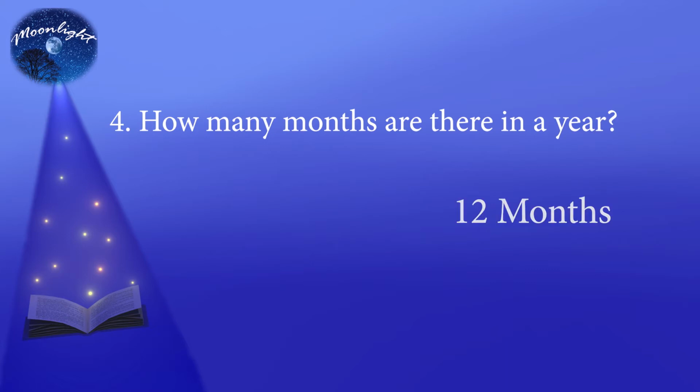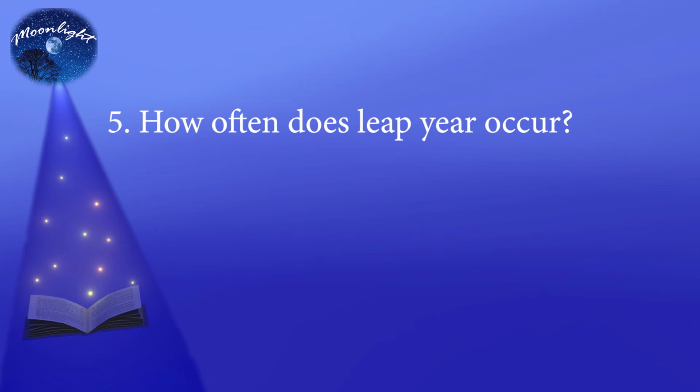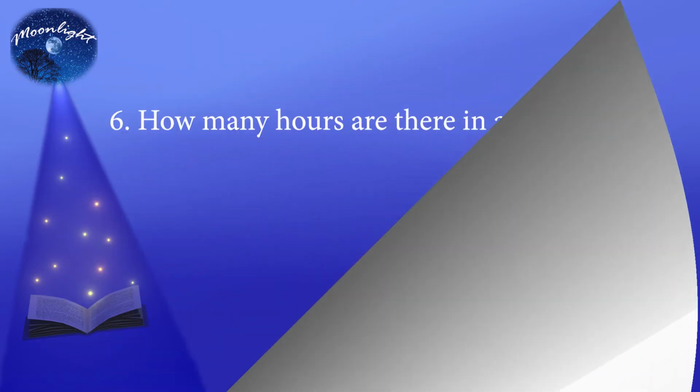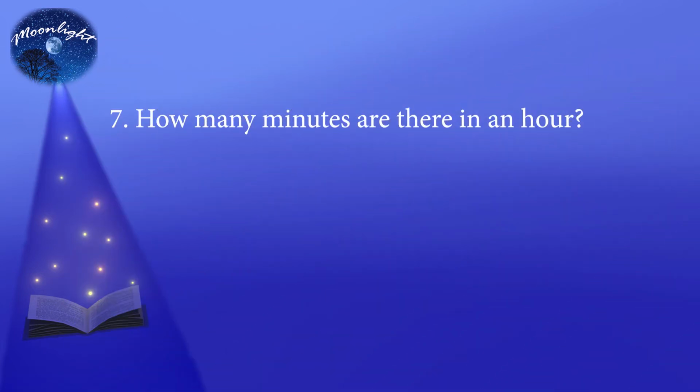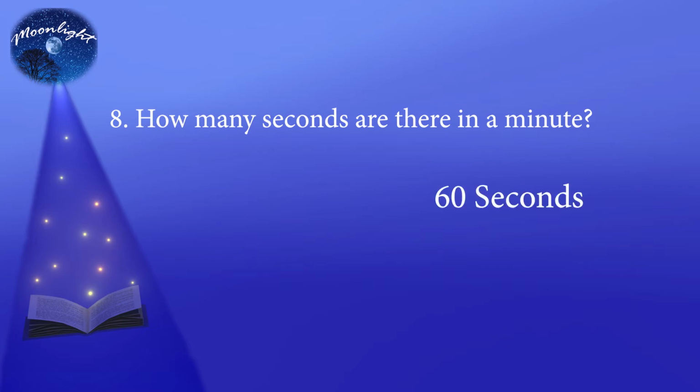12 months. How often does leap year occur? Every 4 years. How many hours are there in a day? 24 hours. How many minutes are there in an hour? 60 minutes. How many seconds are there in a minute? 60 seconds.